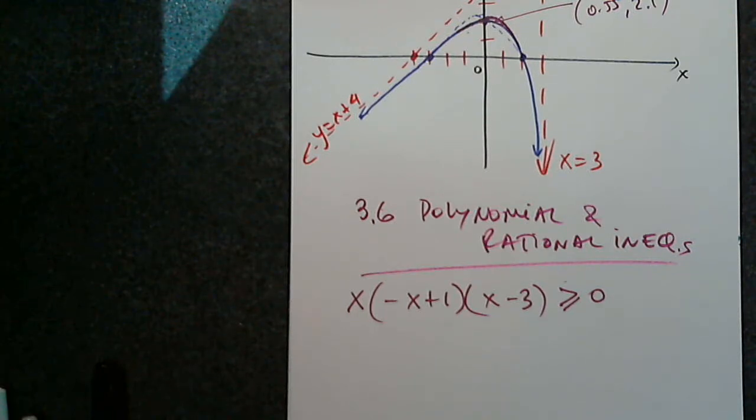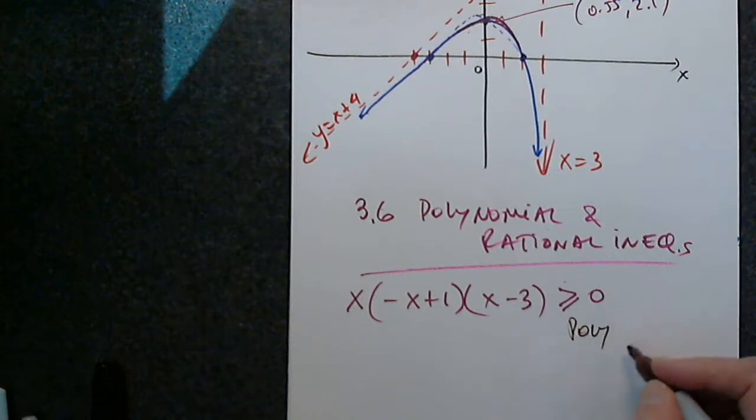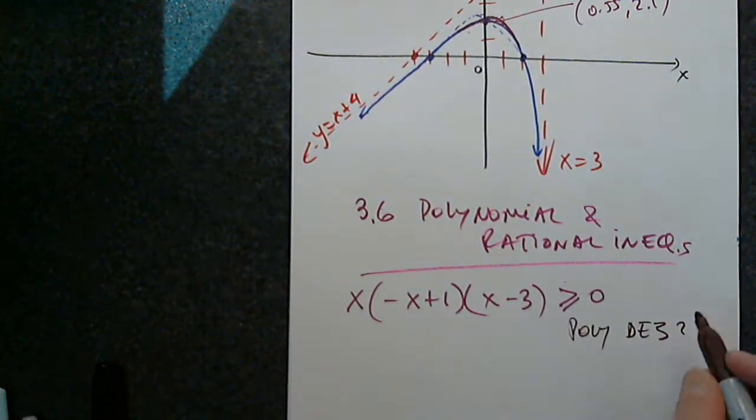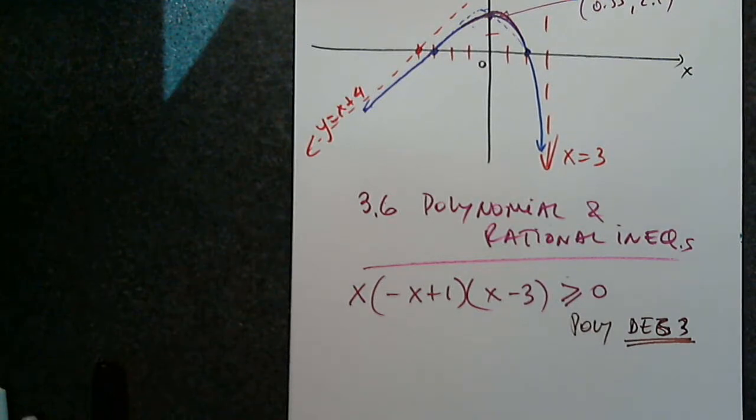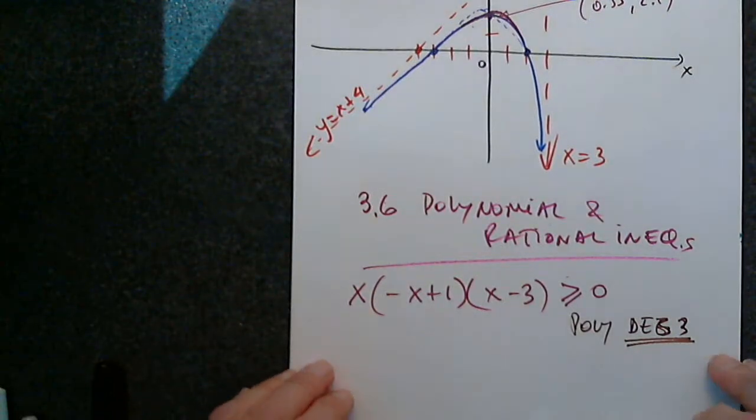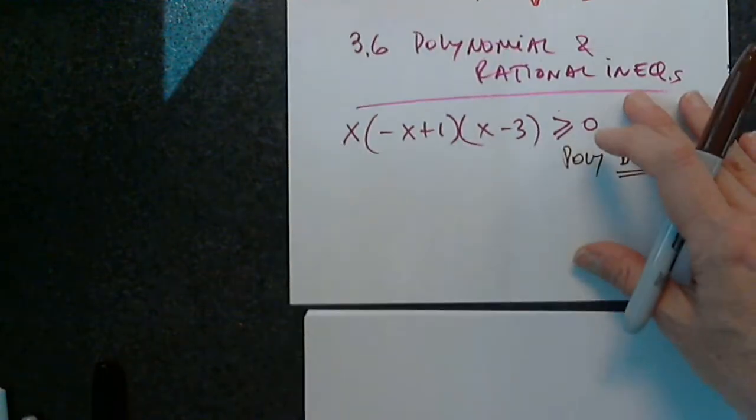But if you forget about the inequality symbol and you look on the left-hand side, what is that expression? What will you say? It's definitely a polynomial and it's definitely degree 3. Indeed. So this is a polynomial of degree 3. It is a polynomial inequality.